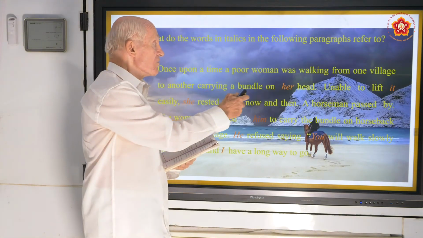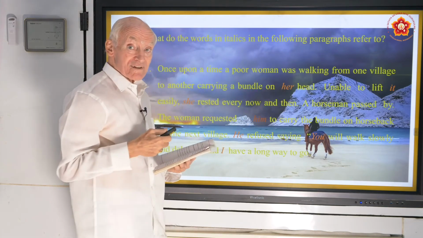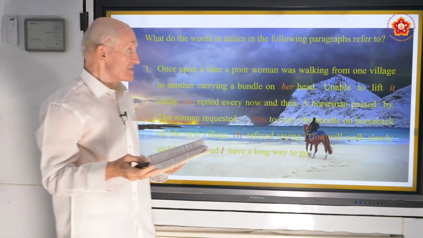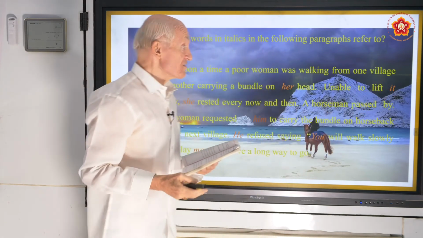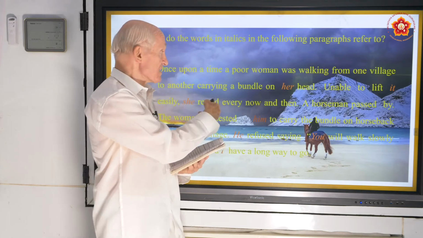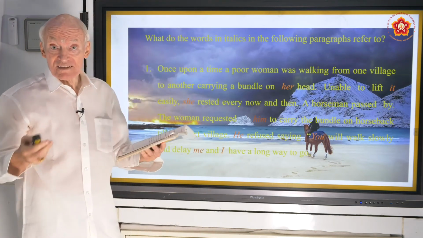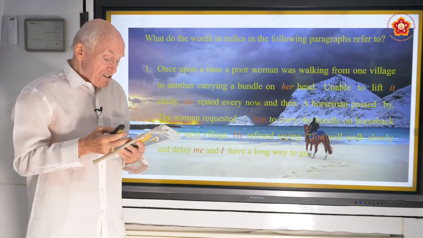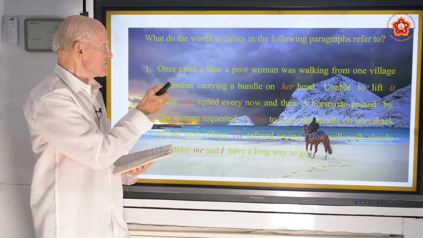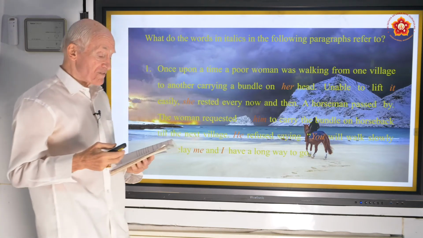So the first italicized word is her. Her is referring to the poor woman. Okay? Unable to lift it easily. What can't she lift? Unable to lift it, they're talking about the bundle. She was walking from one village to another carrying a bundle. So she can't lift the bundle. It's a heavy bundle, but she has to get to the next village. She rested every now and then. It was hard work to carry this bundle. She refers back to the poor woman. She rested every now and then. She refers to the woman.